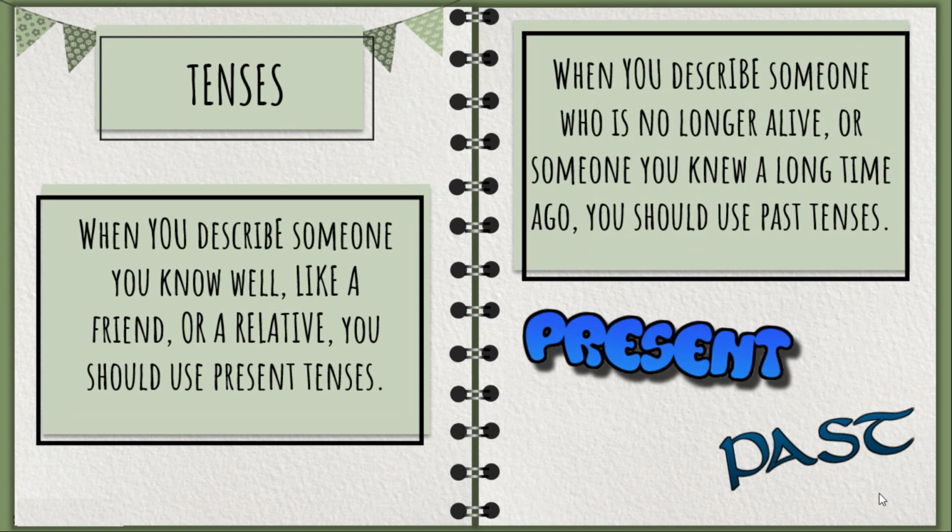Something about tenses. When you describe someone you know well, like a friend or a relative, which means a member of your family, you should use present tenses. And when you describe someone who is no longer alive or someone you knew a long time ago, you should use past tenses.